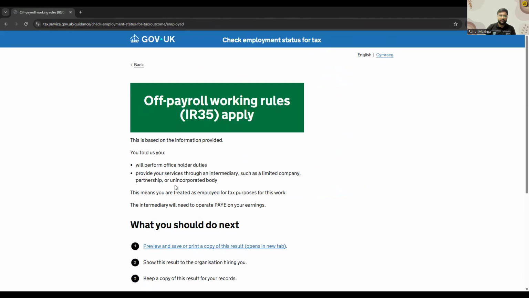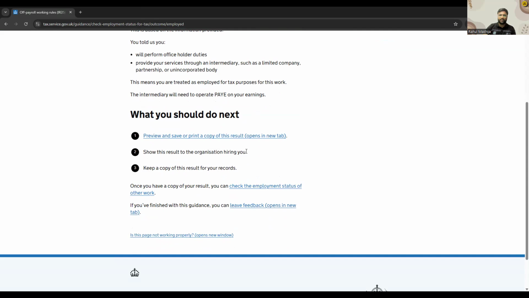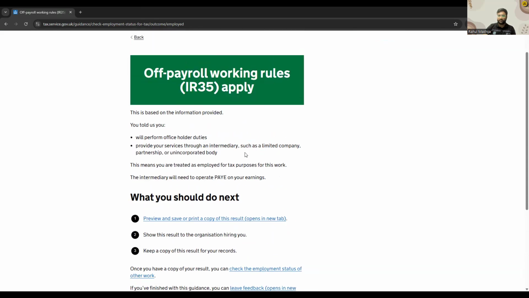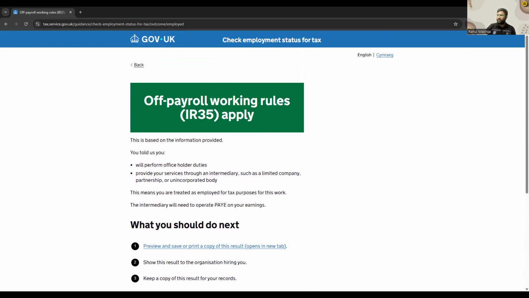These were our answers, and according to that, we are inside IR35. So payroll working rules, IR35 applies. So according to your answers to the questions asked by this tool, you will get whether you qualify for IR35 or not, and at the end you can even download this letter from here only. Move forward. Let's take an example of IR35.